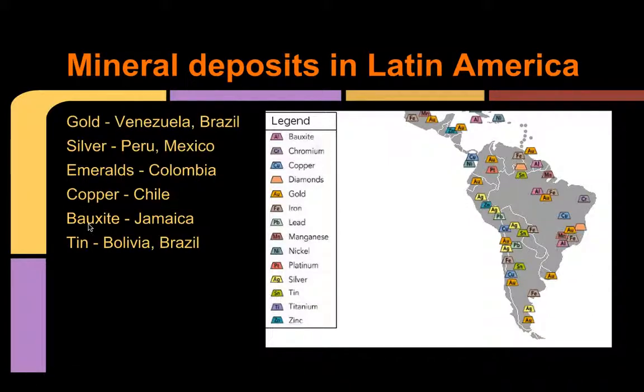Bauxite is a mineral you can find in Jamaica. And bauxite, for those of you who don't know what it is, it's the main ore of aluminum. So it's used in anything that aluminum is made from. And then you can find tin in Bolivia and Brazil.